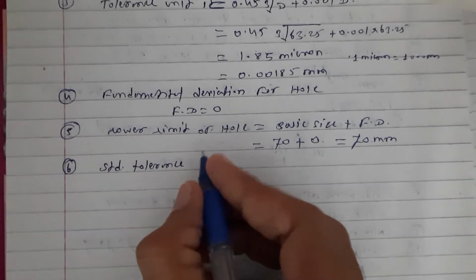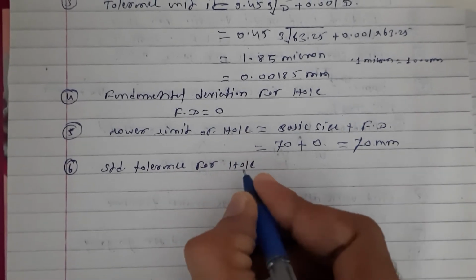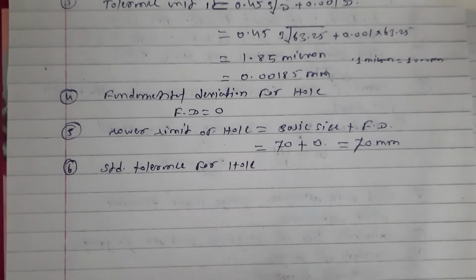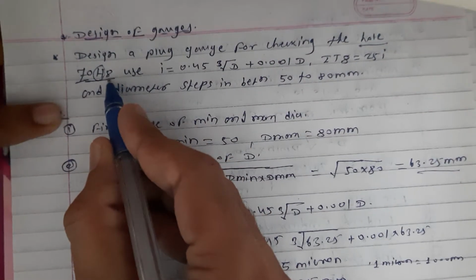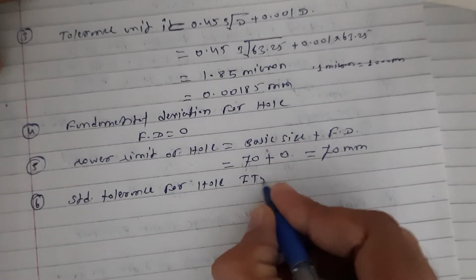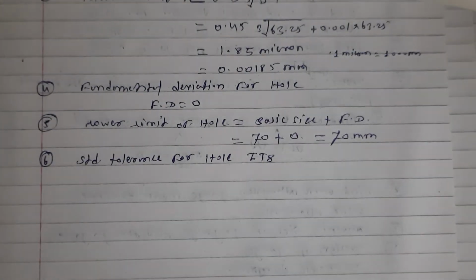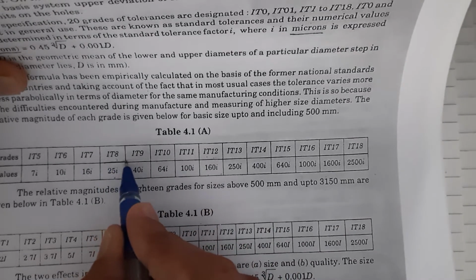When you calculate the standard tolerance for the hole, see what grade is given. With the help of that grade, IT 8 is there. I will check the value related to IT 8. The problem statement has not given the value, so how do we find it? With the help of that chart.